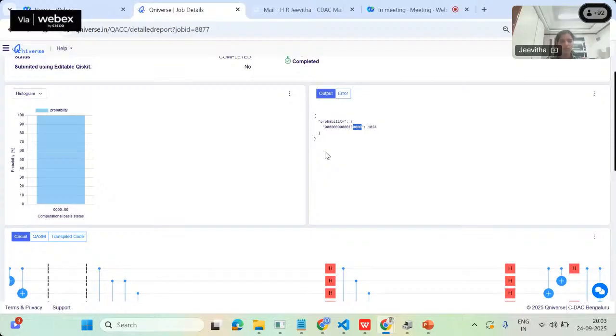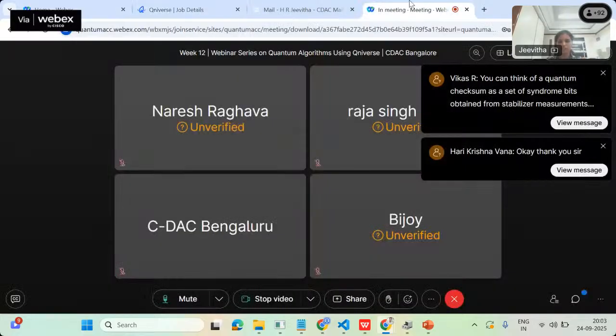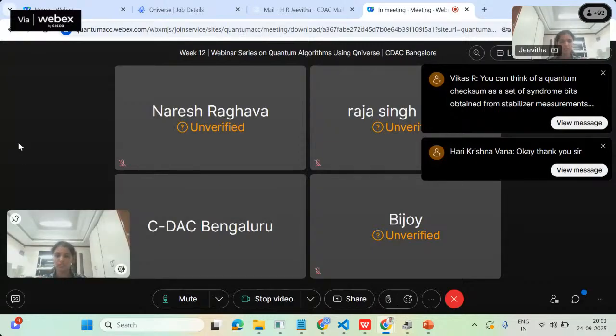So this was the demo for 3-bit repetition code and Shor's code. I hope you all understood, and you can try it out. There are algorithms with different errors. So that was all for today's quantum error correction. If any questions, please let me know.